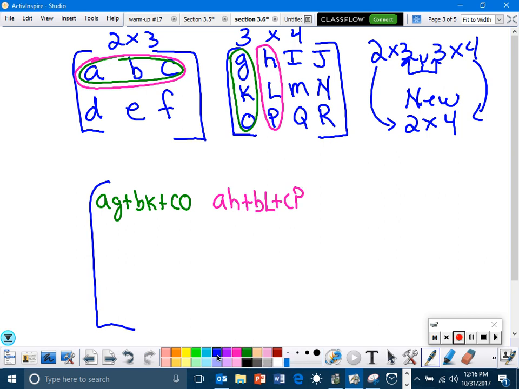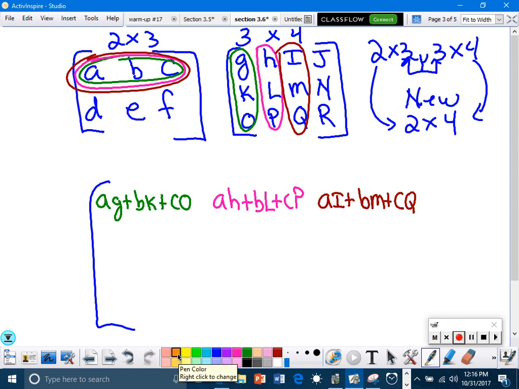All right, next one. Red. First row, third column. So now it's A times I plus B times M plus C times Q. Orange. All right, again, first row, fourth column. I got to squeeze this in. A times J plus B times N plus C times R.